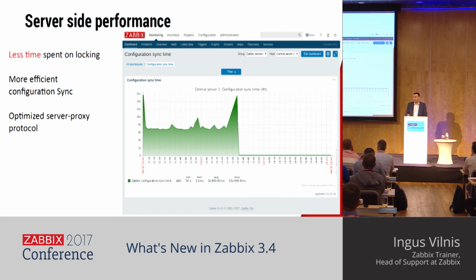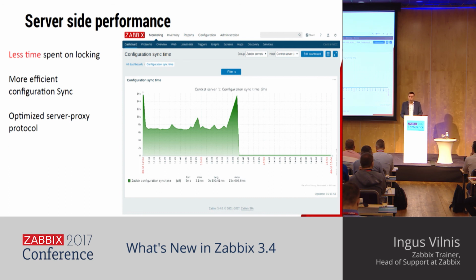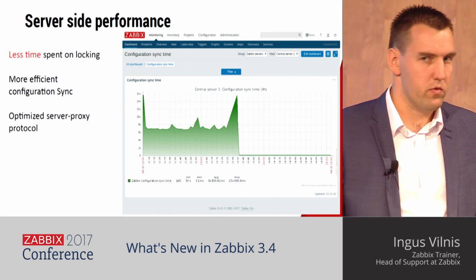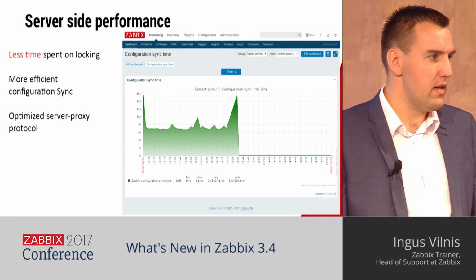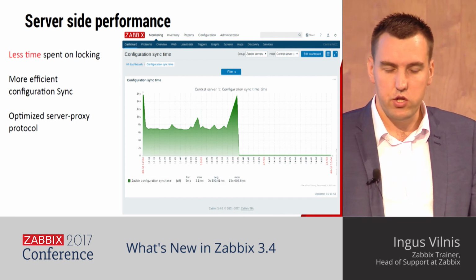a very major improvement is done on the configuration cache. What is the configuration cache? It is a shared memory which stores the configuration of all the hosts, items, triggers, all the things that you monitor. Zabbix has to acquire all this information from the database. Previously, Zabbix locked the configuration cache completely, and by default every 60 seconds refreshed the configuration on the server side. It took a lot of time on larger installations.